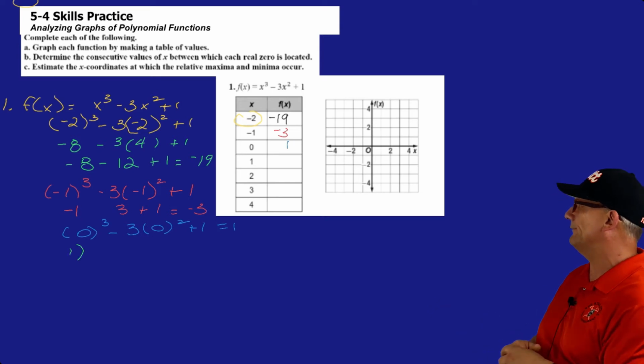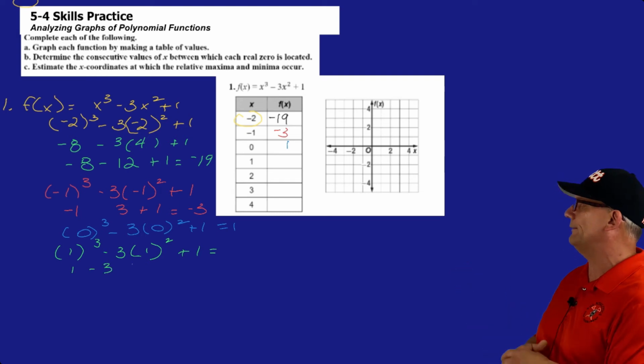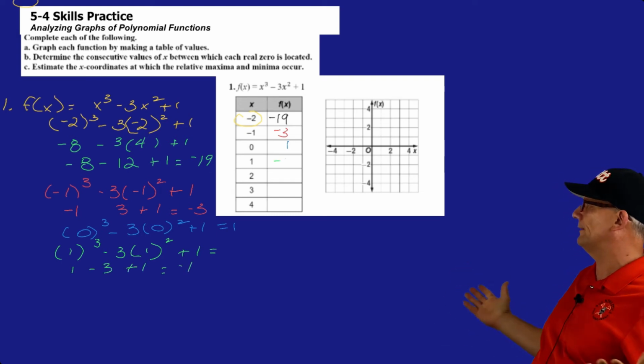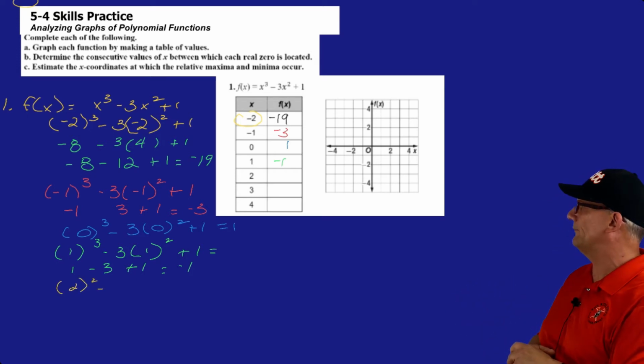Putting 0 in, well, that's pretty straightforward. We get 1. Then we're going to run 1 through it, and 1 to the third power is 1, minus 3, plus 1, that should be -1, right? If I did it correctly, let's see if I did it right. Oh, I did it right. Hey, you're not going to find me making any mistakes.